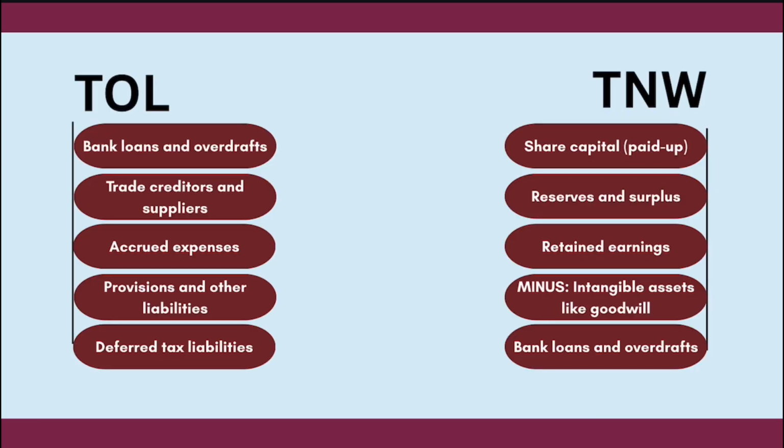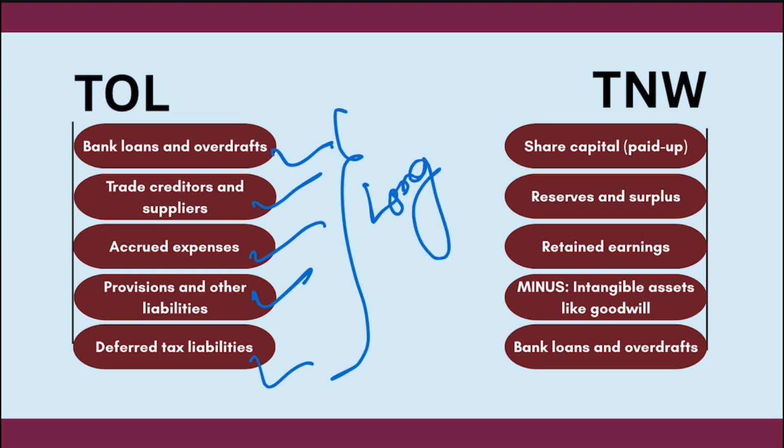Now let's go further. What components are included in TOL, that is total outside liabilities, and TNW, that is tangible net worth? We will break it down one by one. These are bank loans and your overdraft limits, trade creditors and your suppliers, accrued expenses, provisions and other liabilities, and deferred tax liability. In simple terms, your long term plus current liabilities both, right?